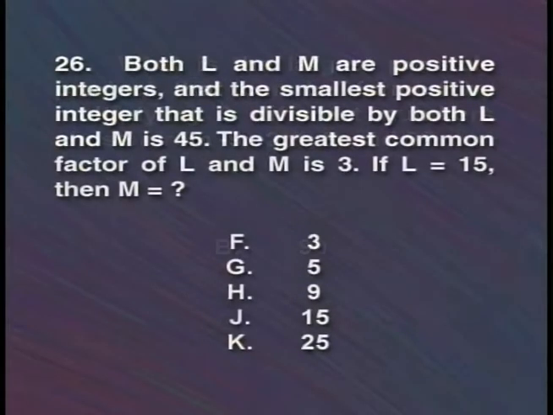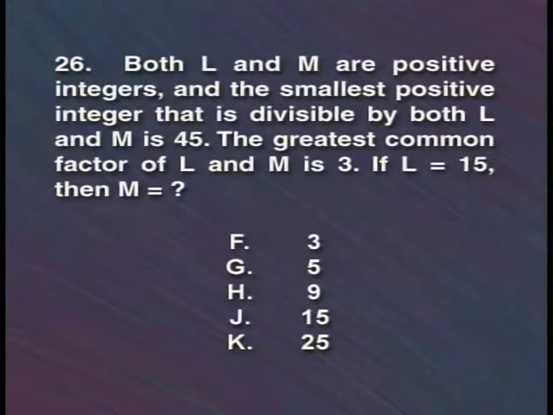Problem 26. Both L and M are positive integers, and the smallest positive integer that is divisible by both L and M is 45. The greatest common factor of L and M is 3. If L equals 15, then M equals what?